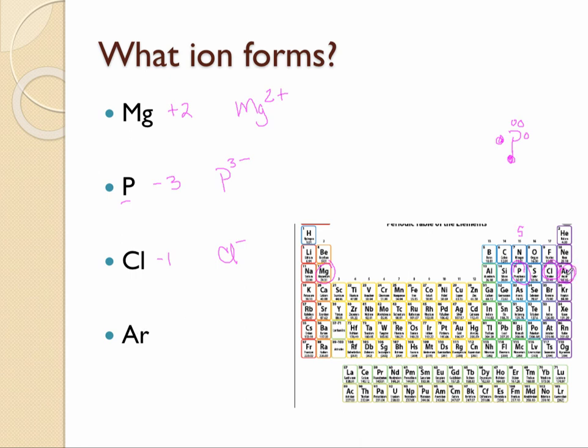Argon is over here. That's in group 8 or 18. It doesn't form an ion. Put that in there as a trick. Because it's already stable with its 8 valence electrons. And that's the end of the screencast.